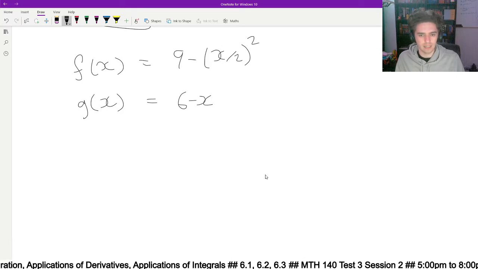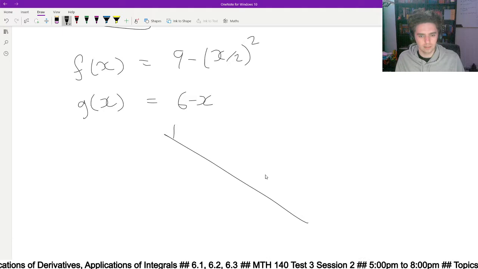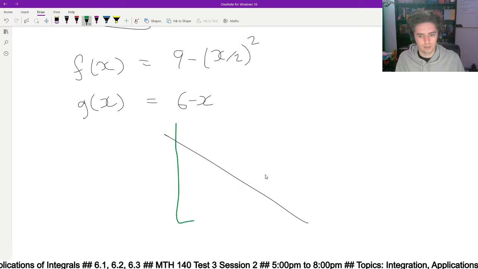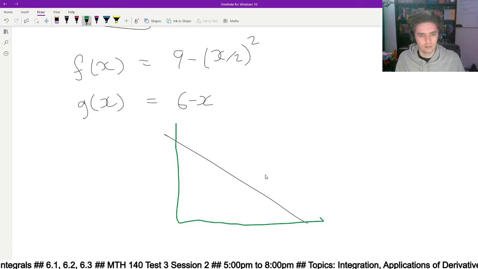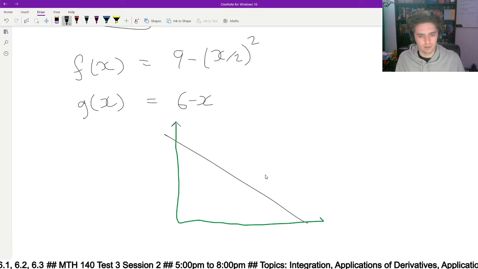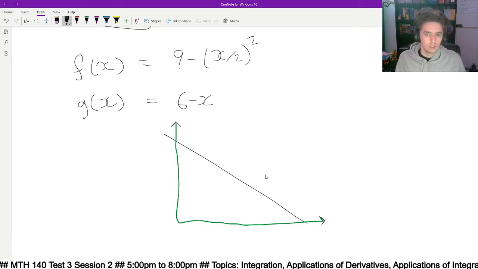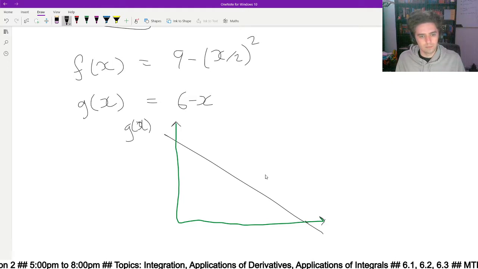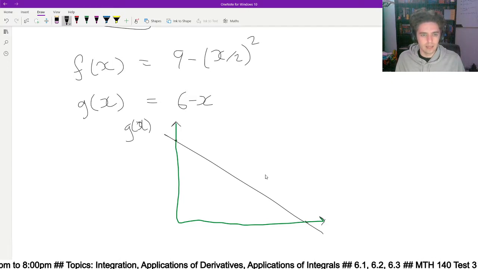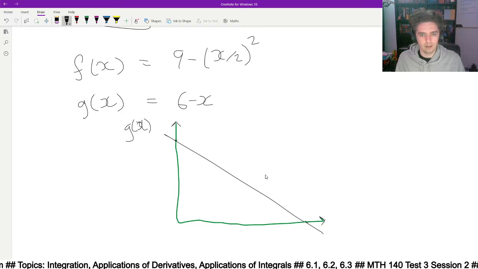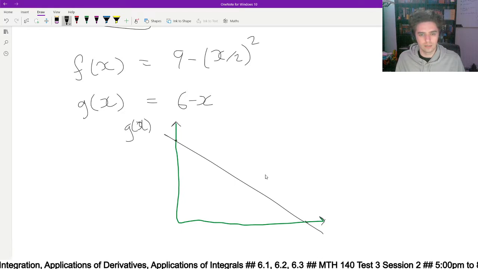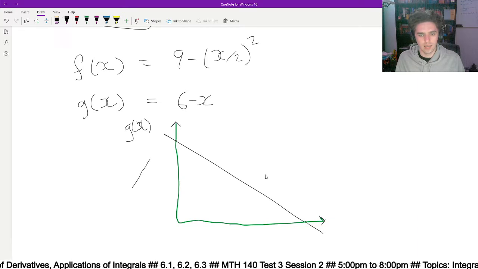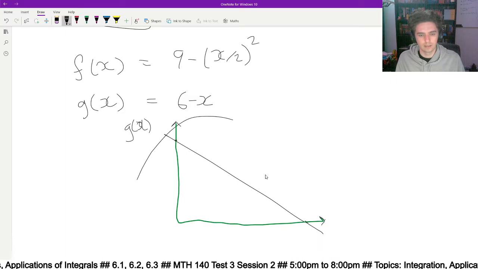We have a 6 minus x, so that's going to look kind of like that. Okay, and I'll call this my y-axis, my x-axis. So this is our g of x going like this. And I guess that's 6. And then our f of x is going to look something like this. Let's see. So negative 1/2, so it would kind of look like just like that. But like up here, I guess.